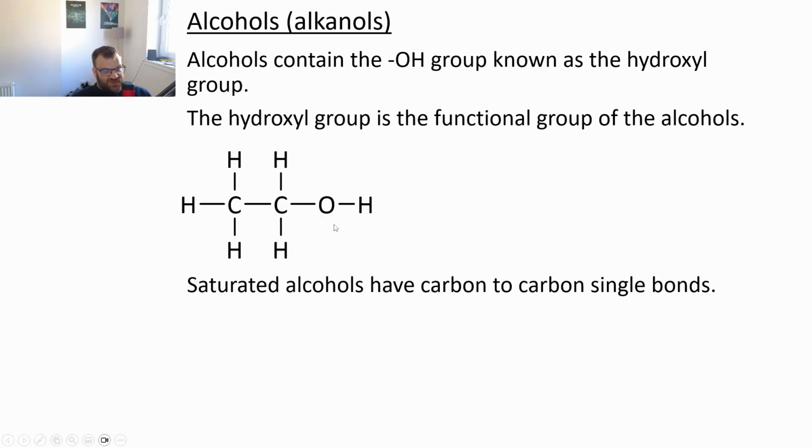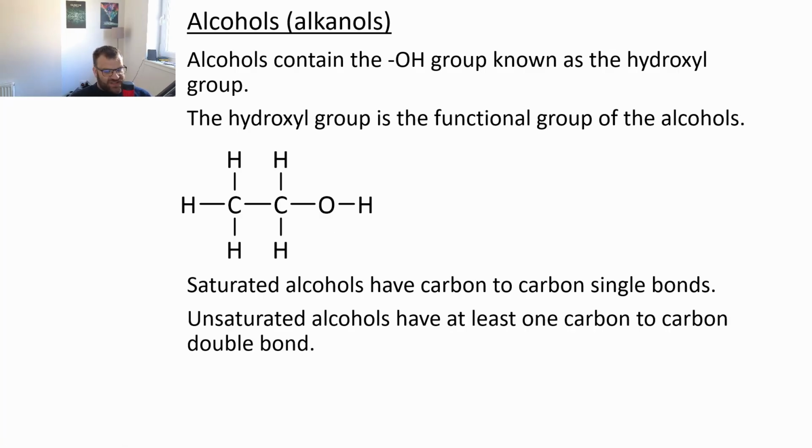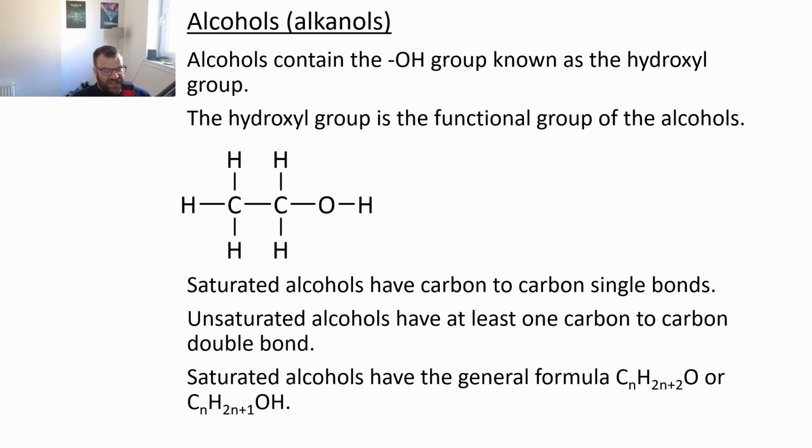We can also be asked about saturation. So saturated alcohols will have carbon-to-carbon single bonds. There is the possibility of having an unsaturated alcohol that would have at least one carbon-to-carbon double bond. That's very unlikely. I don't think I've ever seen that come up at National 5, but just in case, it's just the same as with alkenes, having a carbon-to-carbon double bond and being unsaturated. If you're dealing with the most common types, the saturated alcohols, they have a general formula of CnH2n+2O or CnH2n+1OH.